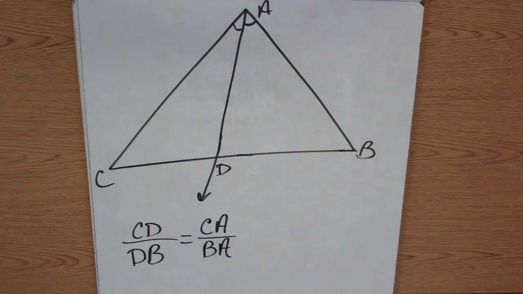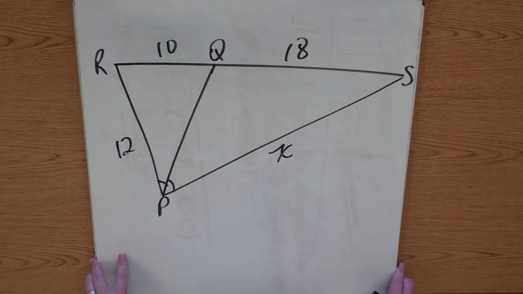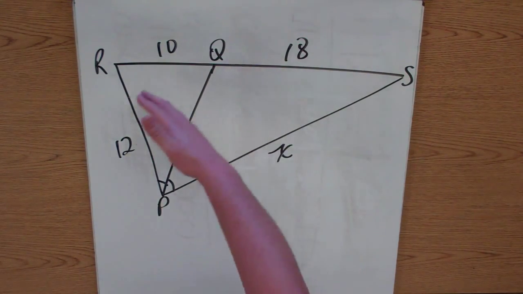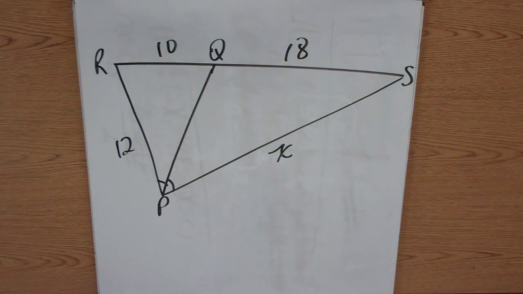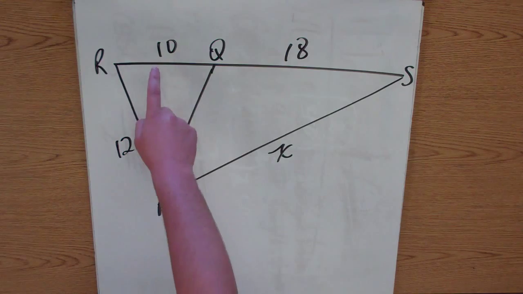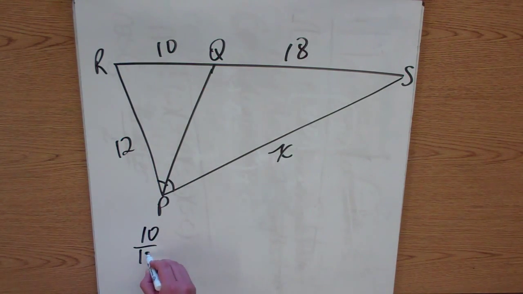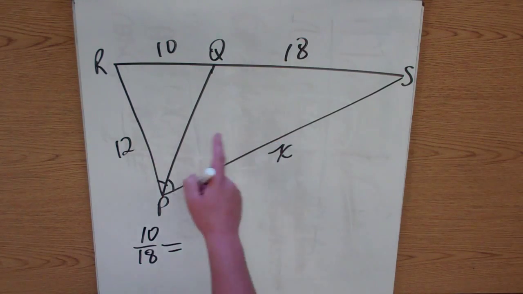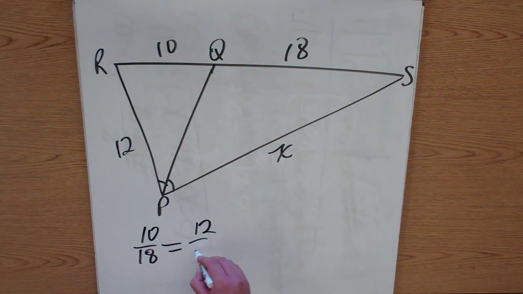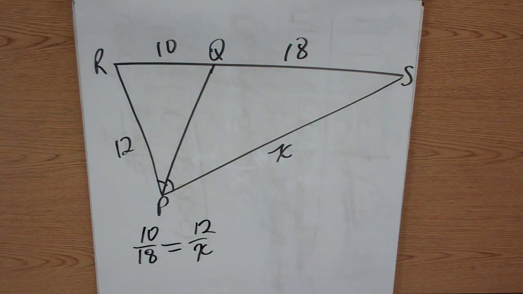Let's look at an example. Go ahead and write that down. Let's look at an example real quick. So here we go. Triangle PSR. PQ, you notice here, is an angle bisector. It cuts this angle in half. So we know that 10 over 18 equals 12 over x.